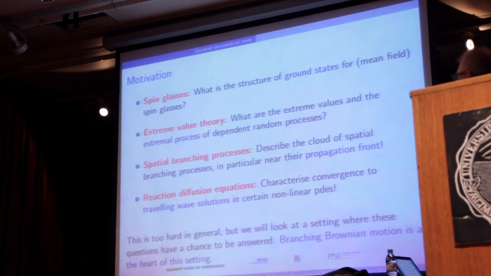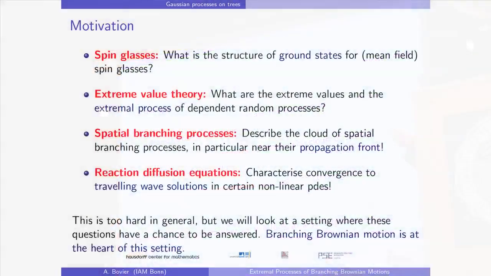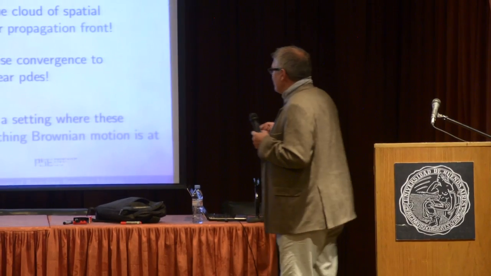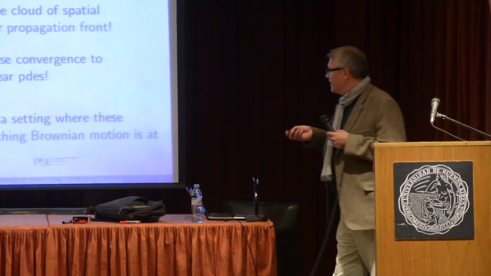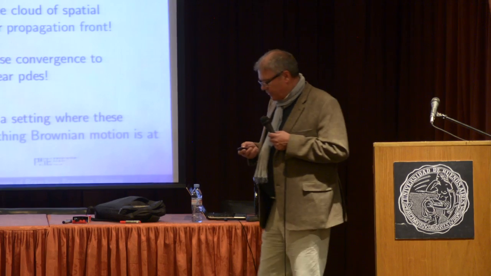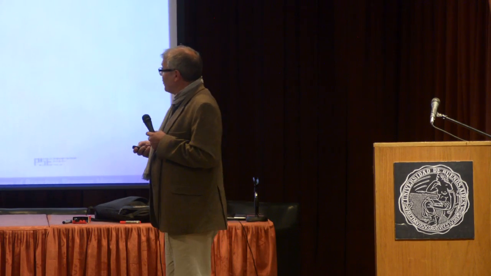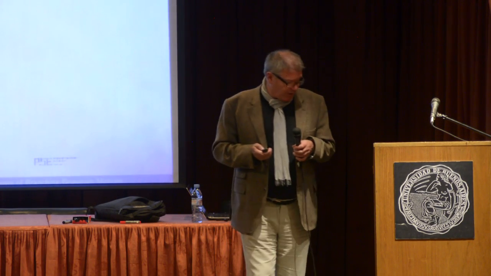I mean, now, this is of course in general quite hard. I mean, these questions, and so we will actually focus on this in a setting where there's a chance to answer this, and branching Brownian motion is in the center of this setting. So the setting is Gaussian processes labeled by tree. So what I mean by this is as follows.